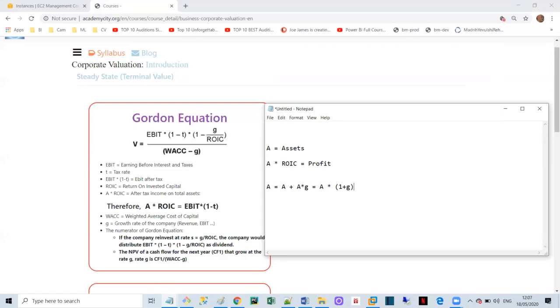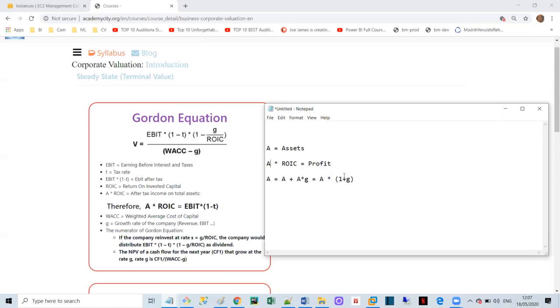If A will go up by a rate of G, also the profit will go up by a rate of G, because I'm always assuming I will have the same return. So think about it for a second. I have an asset, and I want it to go up by the rate of G. So if that asset goes up by a rate of G, my profit will go up also by a rate of G, because the profit is always ROIC times A. Everybody got that point?